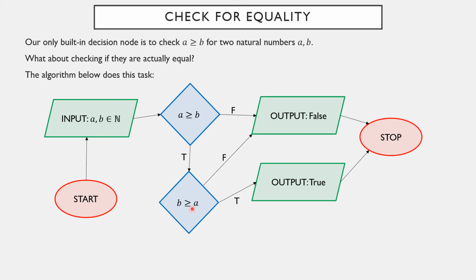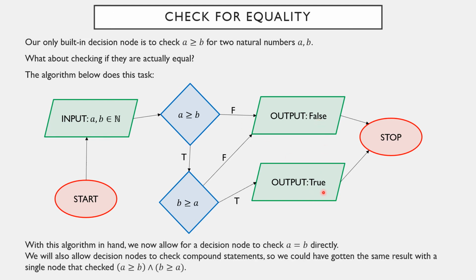But if A is larger than B, then this one would be false, and I'll say they were not equal to begin with. So just using the single built-in decision, is one number bigger than or equal to the other, overall, this will tell me they are not equal, they are equal.